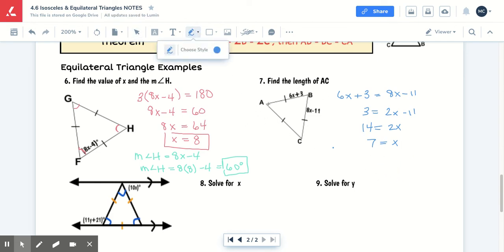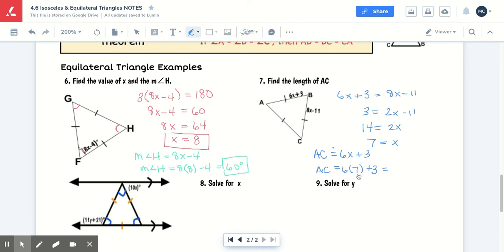All right, so they asked me for the length of AC, and I know that the length of AC is going to be equal to the length of AB or BC. So I can actually look at either of these and decide which one I like better. So if you're a little shaky on your multiplication tables, you could decide to use either 6 times 7 or 8 times 7, whichever one you know. So I'm going to use 6x plus 3. So this would be 6 times 7 plus 3.